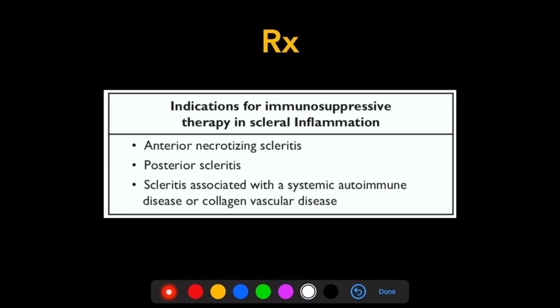So the indications for immunosuppressive treatment, to recapitulate, it's going to be the anterior necrotizing scleritis, the posterior scleritis, and the scleritis associated with any autoimmune disease or a collagen vascular disease. So any necrosis, any underlying systemic pathology, it is wise to start the patient on immunosuppressive.